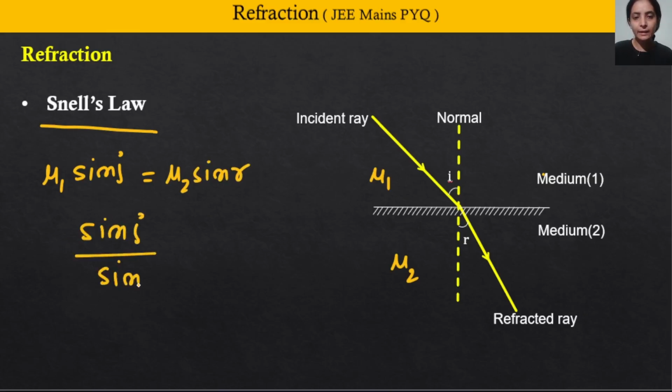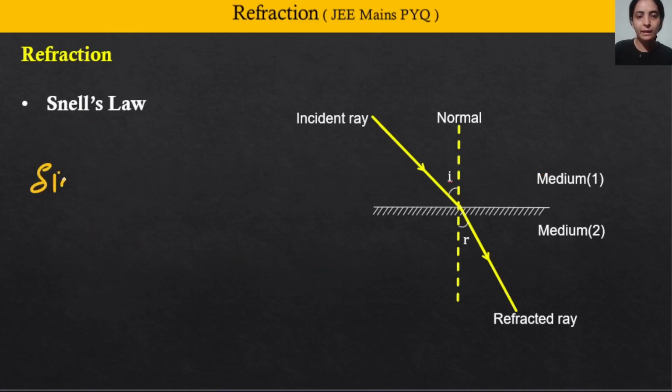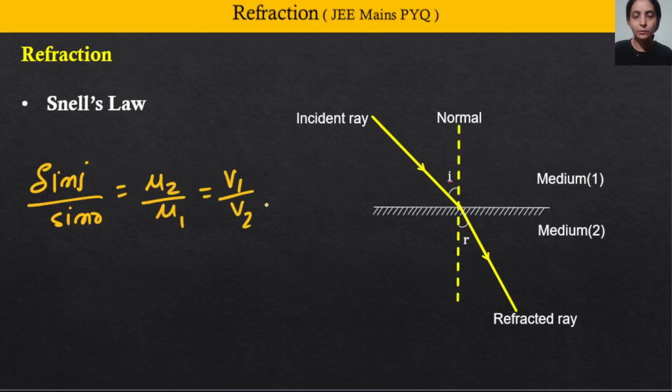sin I by sin R can be written as mu 2 by mu 1. And we know how we define refractive index. You define mu as speed of light in vacuum divided by speed of light in that medium, right? So here we can write mu 2 as c by v2 divided by c by v1. Further, if you rearrange it, you can write sin I by sin R is equal to mu 2 by mu 1 is equal to v1 by v2, and further you can also write it in terms of wavelength.